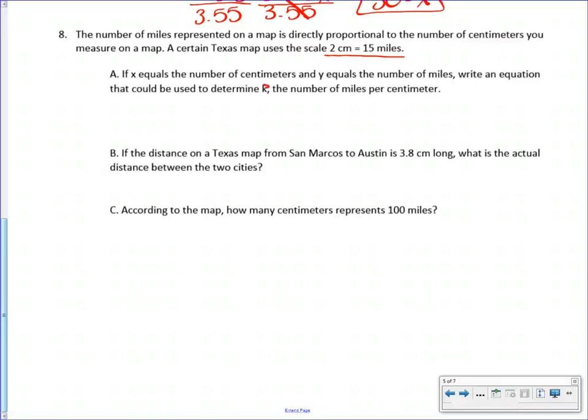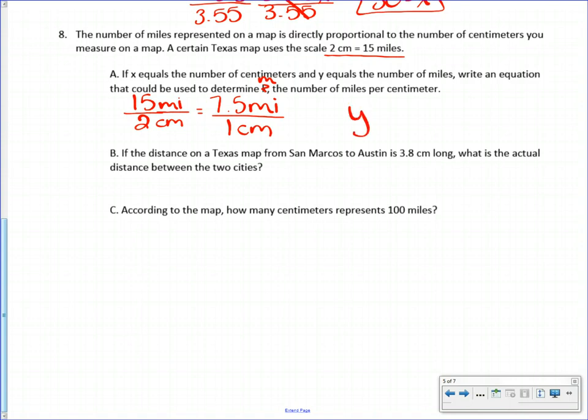So k is the same as your slope. So we're going to think of that as n. We need to find out how many miles per 1 centimeter. So we're going to take 15 miles and divide it by 2 centimeters, which is 7.5 miles for 1 centimeter. So 7.5 over 1, that's my slope. So my equation is y equals 7.5x.